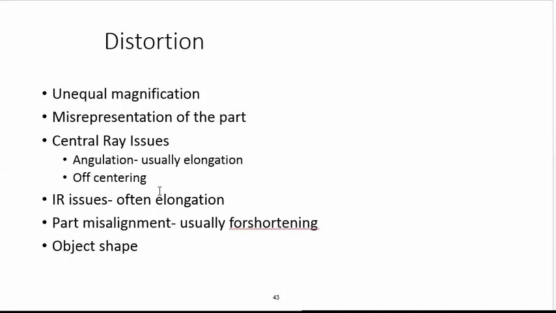So distortion, as opposed to magnification, is unequal magnification. So when you're reading test questions, pay attention to what it's asking you. Words mean things. So if the question is asking about equal increase in size, that is magnification. If it asks about unequal magnification or unequal increases in size, now you're talking about distortion. Magnification has everything to do with SID and OID. Distortion has everything to do with lines and parallel versus perpendicular relationships. So unequal magnification.